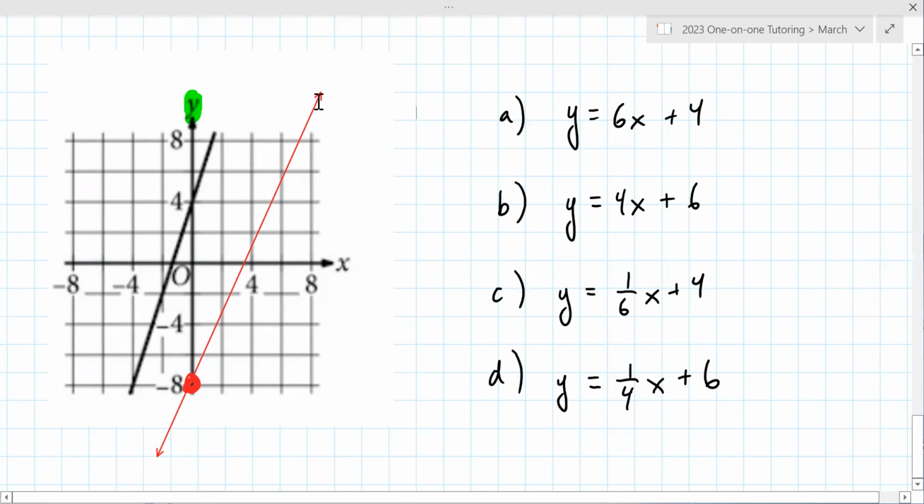Do you see the red line on my screen? Yes, it's going all the way down. It goes through -8. Do you see that it hits -8? Yeah. Okay, I'm not interested in the red line. I'm interested in the black line. Where does it hit the y-axis?